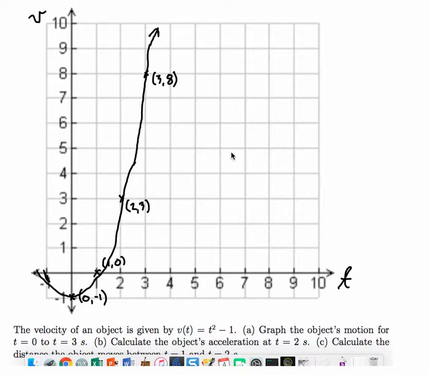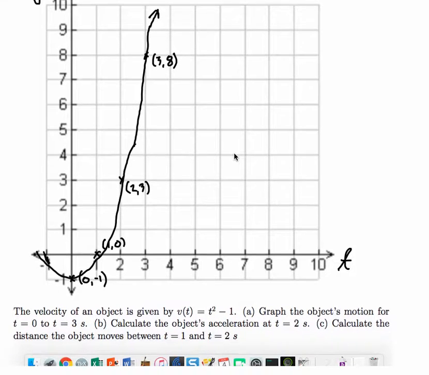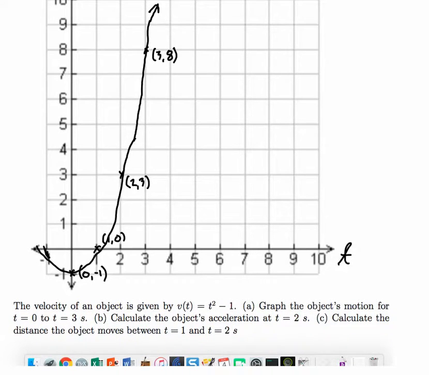So what are we asked? Graph the object's motion for the time from t equals 0 to t equals 3 seconds. We've done that with a little bit of a bonus tail over here, but from t equals 0 to t equals 3 seconds. Calculate the object's acceleration at t equals 2 seconds. So t equals 2 seconds is this point here.